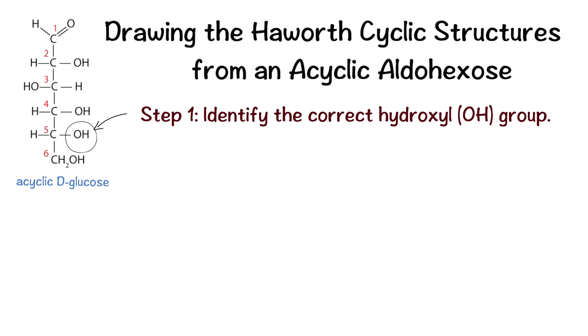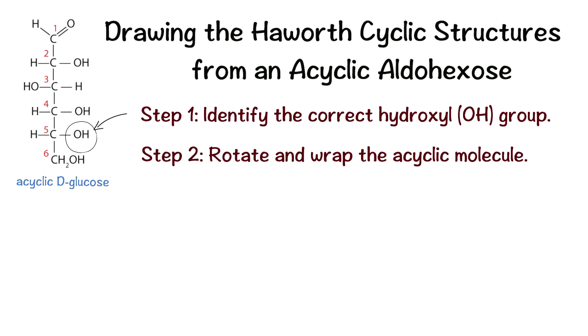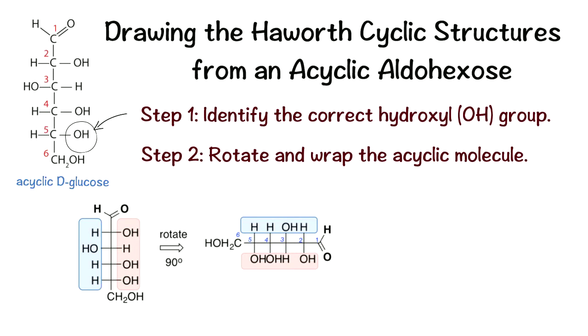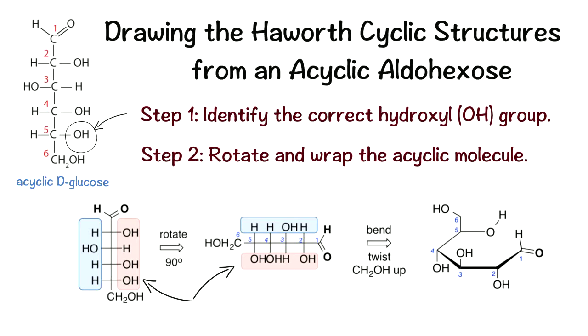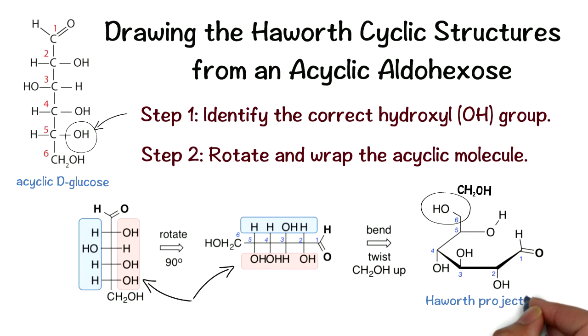To convert this acyclic form into a cyclic hemiacetal, rotate the molecule 90 degrees. Notice that the groups that were on the right side of the molecule are now below, facing down. Next, wrap the OH group on carbon 5 up close to the aldehyde carbonyl, as shown here. In the process of doing this, the CH2OH group at the end of the chain ends up above the molecule, facing up. We are now ready to close the ring.